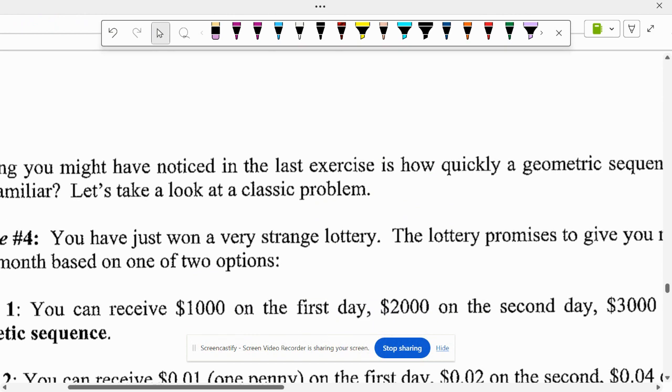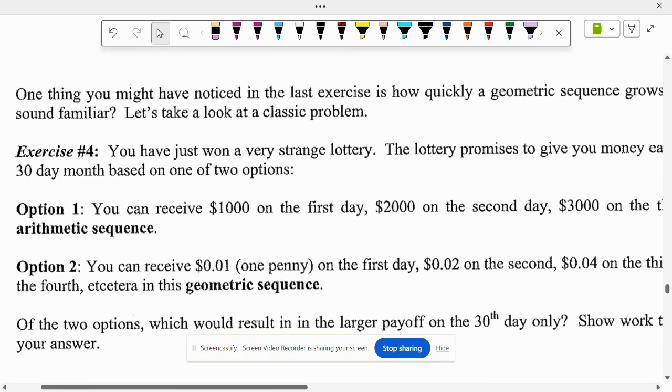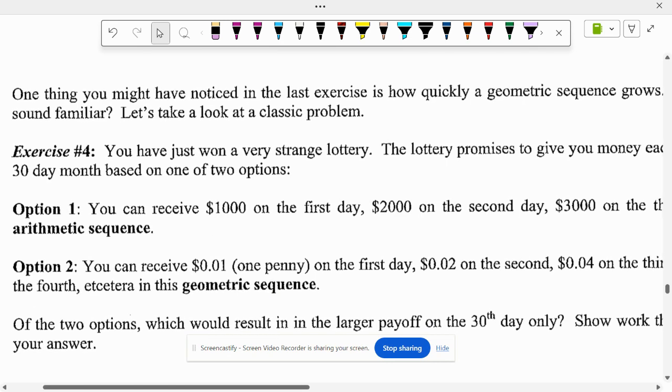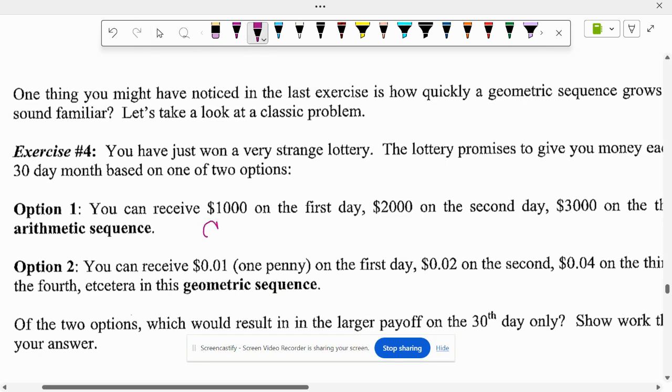Okay. So one thing you might have noticed in the last exercise is how quickly a geometric sequence grows. Let's take a look at a classic problem. You've just won a very strange lottery. The lottery promises to give you money each day for 30 days a month based on one of 2 options. Option 1 says you can receive $1,000 on the first day, $2,000 on the second day, $3,000 on the third, and so on. So if I think about option 1, let's just talk about it. My initial value is 1,000.